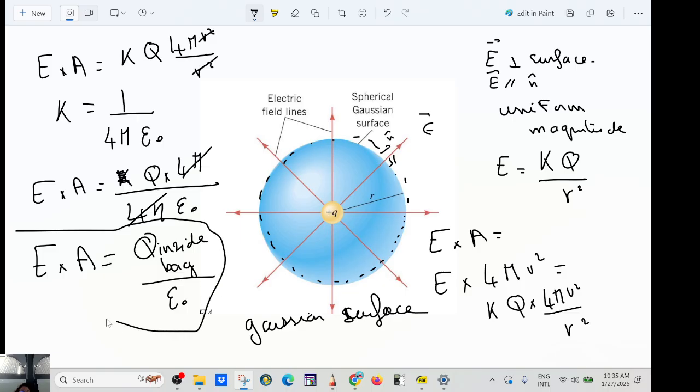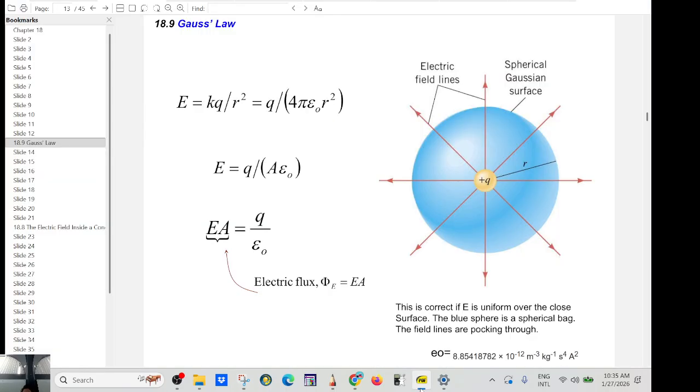And so you see that Gauss's law is just an elegant way to write Coulomb's law in a different way. Okay? And epsilon 0.